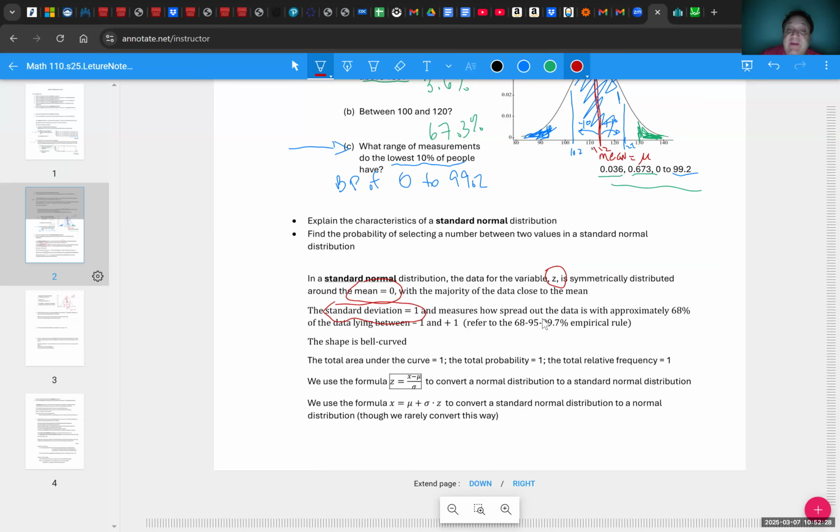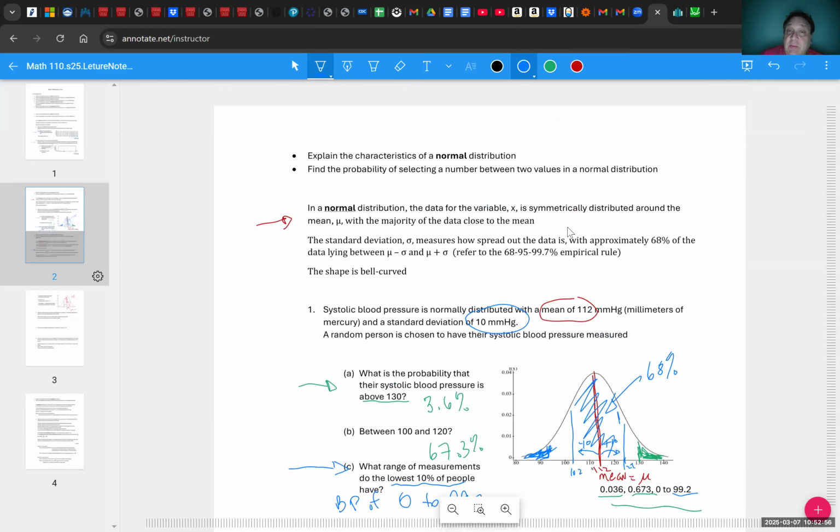Some of the differences in a standard normal distribution is this thing right here, where because we use a standard normal distribution where the standard deviation is 1 and the mean is 0, the total area under the curve is always exactly 1, which also means the total probability is 1 and the total relative frequency is 1. So this is one of the things that distinguishes a standard normal distribution from just a regular normal distribution.